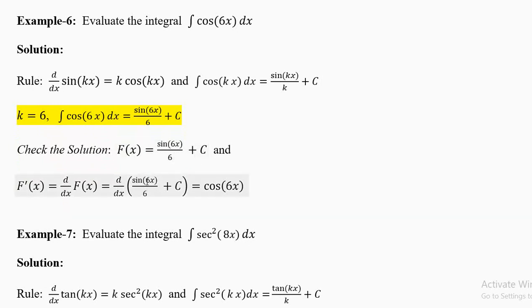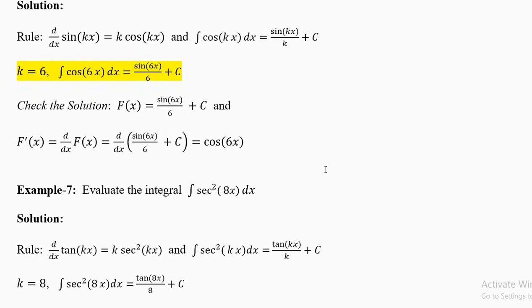Now, you differentiate this. Derivative of sine is cosine. Derivative of 6x is 6. You will get 6 cos 6x divided by 6 and the 6 will get cancelled and you will be left with cos 6x. Now, integration of secant square.